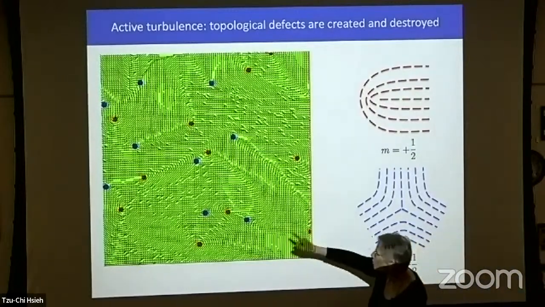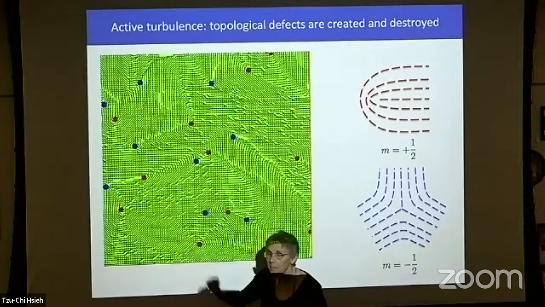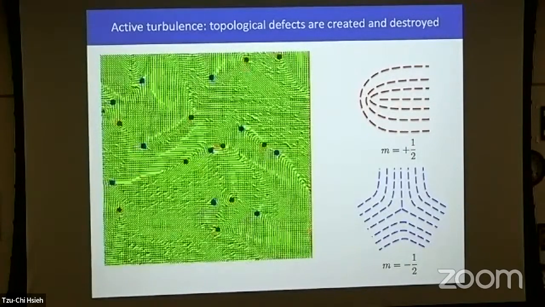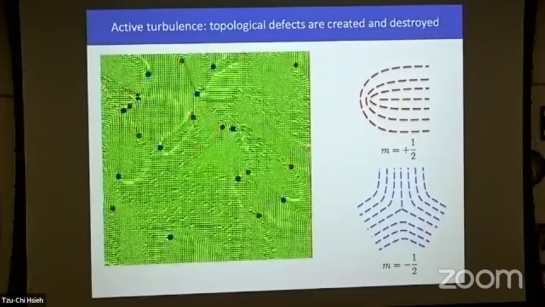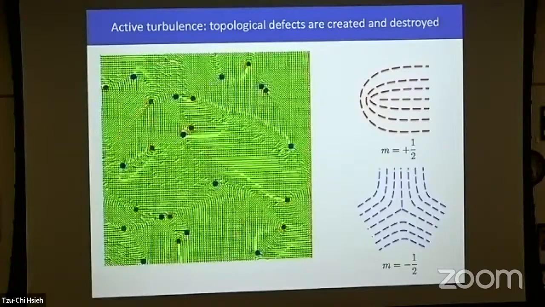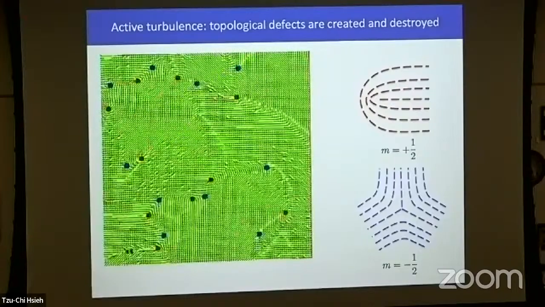The red dots are wherever in my simulations you get a +1/2. The blue dots are where you get a -1/2. And if this was a passive system, what we would expect is that the reds and blues would come together in pairs and annihilate each other because that minimizes energy. So let's see what actually does happen. Hopefully you can see them coming together in pairs, and you have to get the right ones. Okay, so that's what's happening.